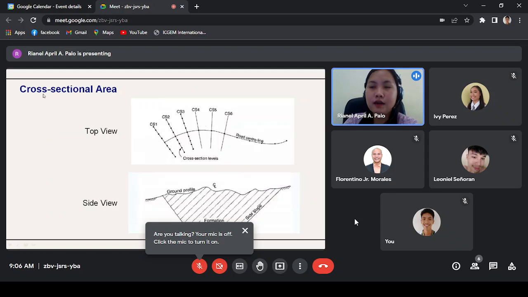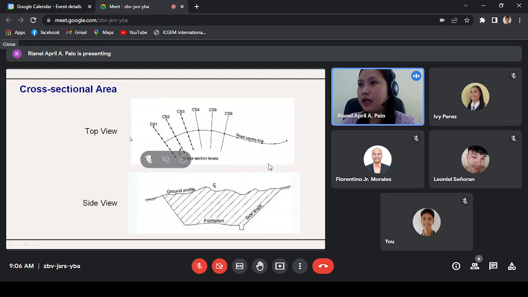Okay, then for cross-sectional area, so cross-sectional area is the initial step in computing our volume of earthwork. So this is an example sa atong cross-section in a top view perspective. So this line is the center line sa atong road. Remember na if magkuha ta og cross-sectional area, it should be perpendicular sa atong profile. In this case, sa atong center line sa atong road.